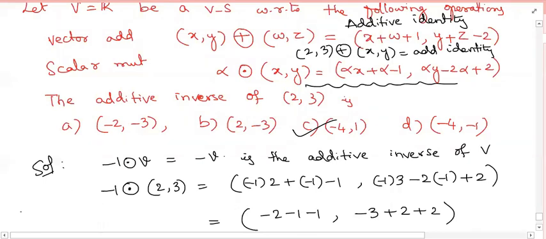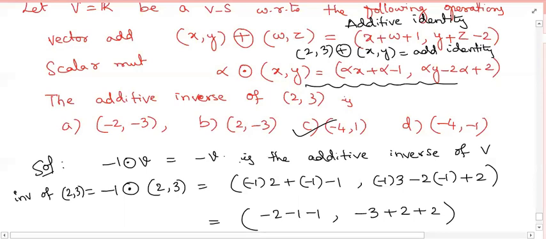So here, we want to find the additive inverse of 2, 3. I'm just taking -1 into 2, 3. So you have to multiply using the scalar multiplication given in the problem. What is the scalar multiplication? You can see this one: alpha into x comma y is equal to alpha x plus alpha minus 1, alpha y minus 2 alpha plus 2. Is that clear? I'm using this. So alpha is equal to -1, x is equal to 2, y is equal to 3, right? Then use this scalar multiplication. Is that clear now? Yes, sir.